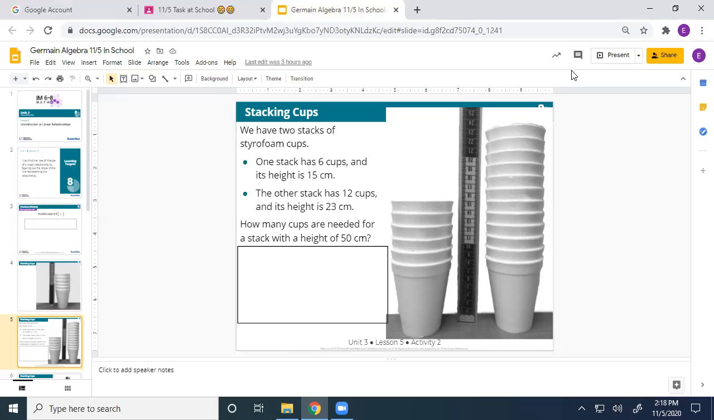So the smaller stack has 6 cups and the height of it is 16 centimeters. The taller stack here has 12 cups and is 23 centimeters tall. The total stack is 23 centimeters tall, okay? So we have to use this information, this ruler, find some other measurements to answer the question, how many cups are needed for a stack with a height of 50 centimeters?